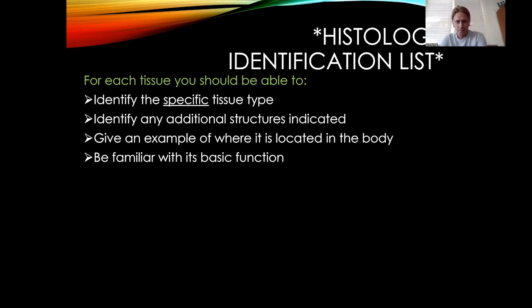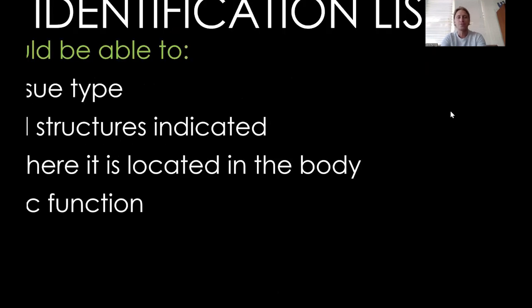So what you need to know is that you need to understand the basic functions of these tissues, which I kind of just covered with those four types. You also need to give examples of where we see these tissues. So that will be the slide that you look at. We're going to be using specific organs for these different types of tissues as examples.